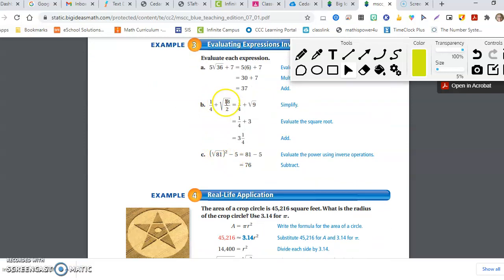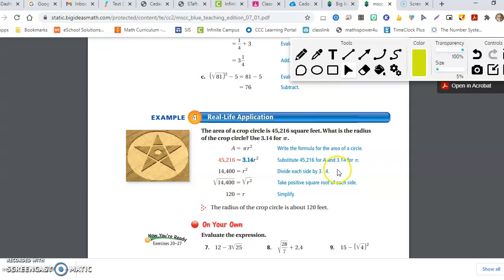Letter B is 1/4 plus the square root of 18 over 2. So this is a different type of example. 18 is not a perfect square, so you don't want to take the square root of 18 and the square root of 2 because you're going to get some crazy decimal number. When that doesn't work out, try to divide inside the square root sign. 18 divided by 2 is 9. 9 is a square number, so I can take the square root of 9 and I get 3. So really this whole thing is just 3. So 3 plus 1/4 is 3 1/4.